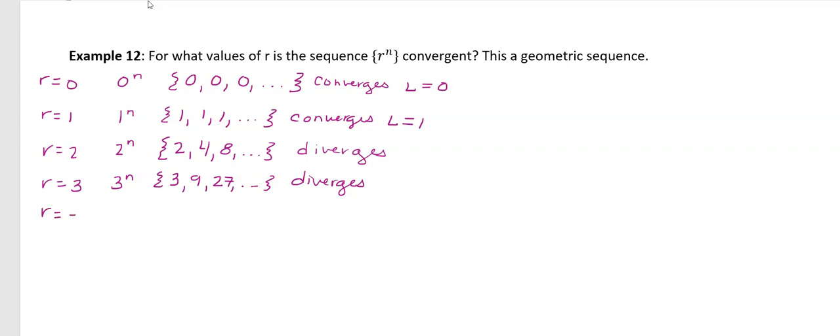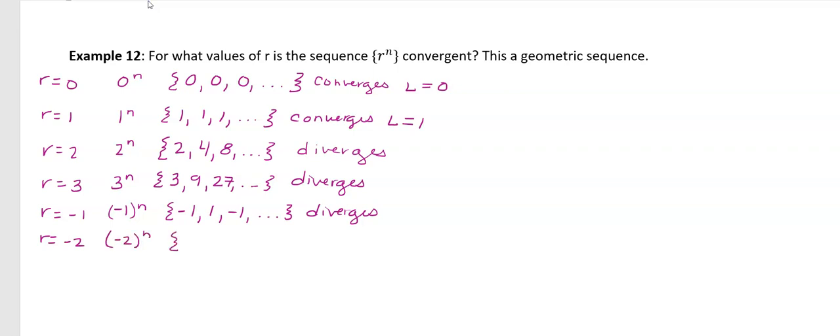So if r is equal to -1, what happens there? So -1 is being taken to the nth power. For an n value of 1, that's -1 to the first power, which is -1. For an n value of 2, my second term, that's -1 to the second power, which would be +1. For an n value of 3, that's -1 to the third power, that's -1. So I'm starting to see that pattern of bouncing between 1 and -1, so I see that this diverges as well.